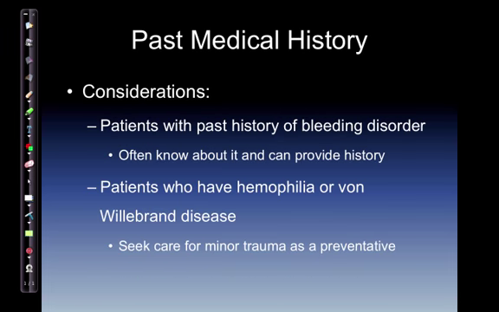Past medical history considerations. Patients with a past history of bleeding disorder often know about it and can provide a good history. Patients who have hemophilia or von Willebrand disease seek care for even minor trauma, and that's because they have a bleeding disorder, they're aware of it, and know that there may be a bleeding complication.